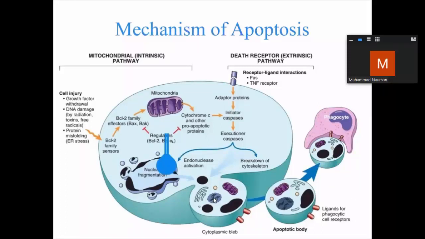Now, DNA is not only present in the nucleus, but also in the mitochondria. So, in your intrinsic pathway, you see there is a very central point for mitochondria to act, for instance, cytochrome C and other pro-apoptotic proteins. So there is a balance between two processes: one is pro-apoptotic processes, and the other is anti-apoptotic processes.